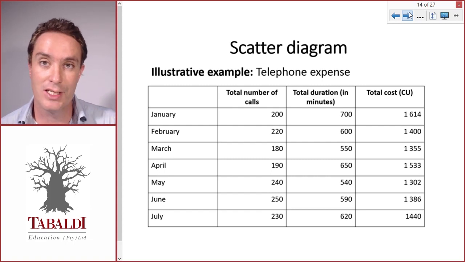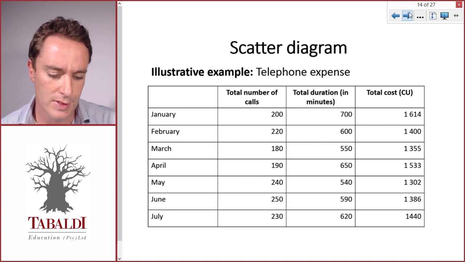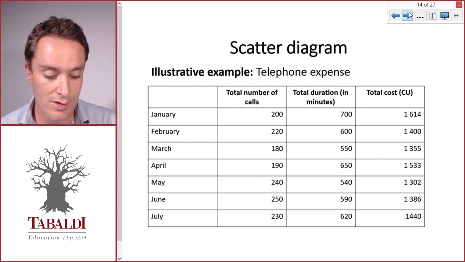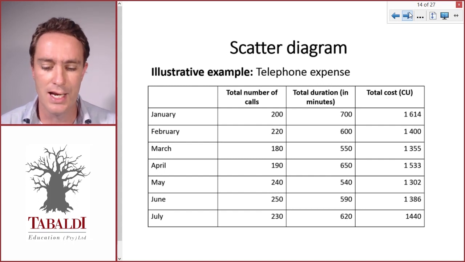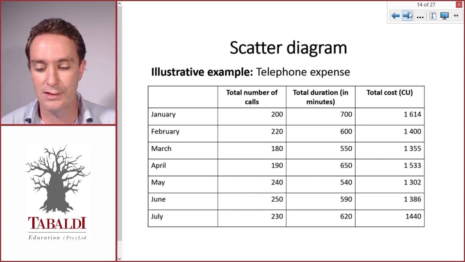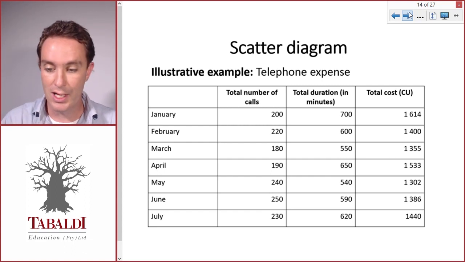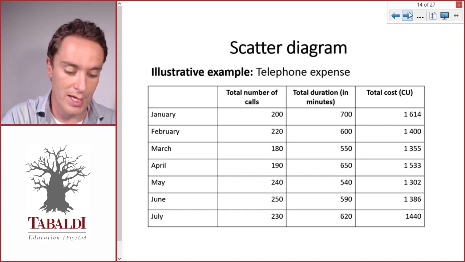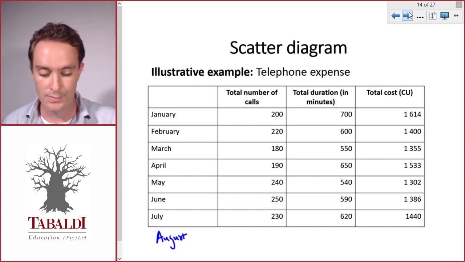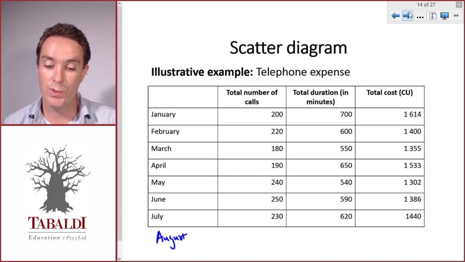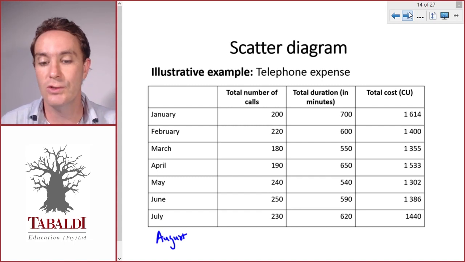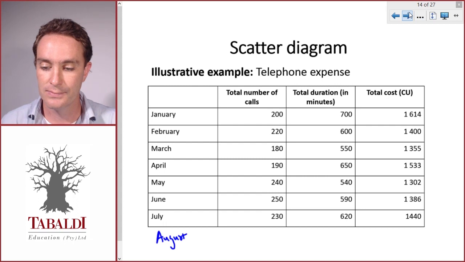So let's look at the telephone expense as an example. Here we have the telephone bill for the last, say, 7 months, from January up to July, and it shows us the number of calls each month. It shows us the total duration in minutes each month, and then the total cost in currency units. Now we want to estimate the future cost, say, the cost for the next month of August, and we want to see if we can use this past information to help us estimate.